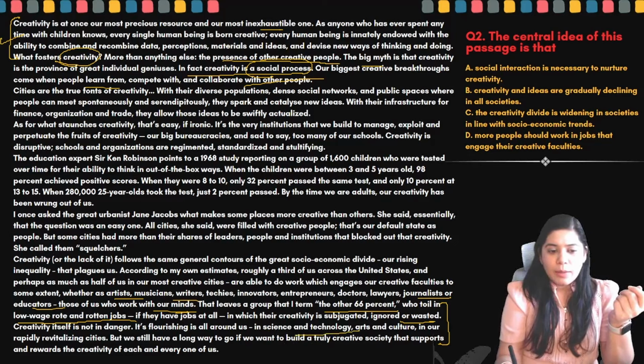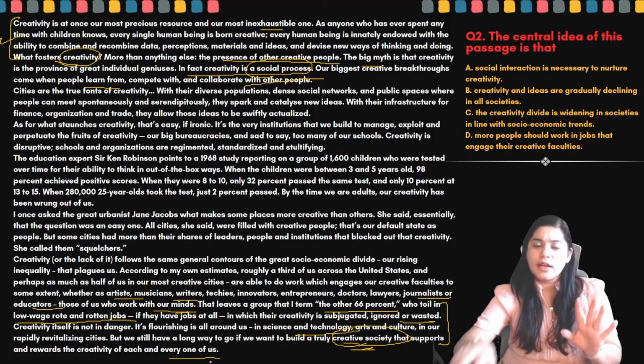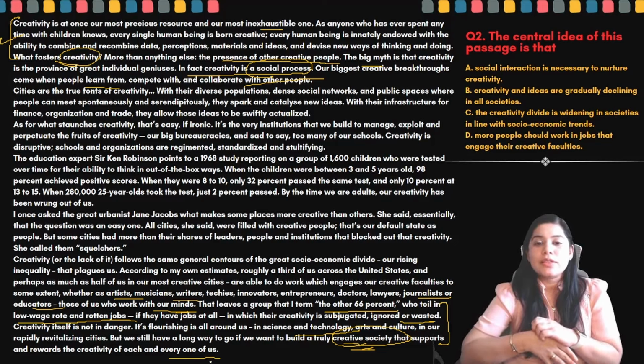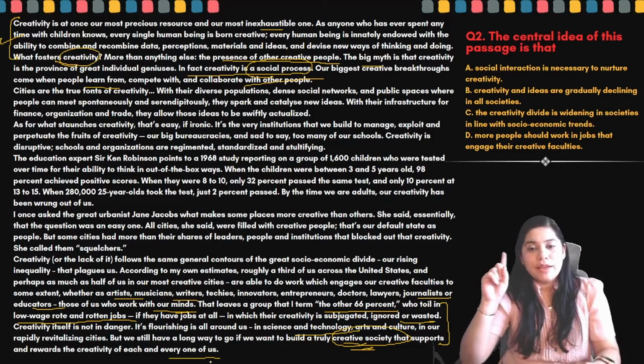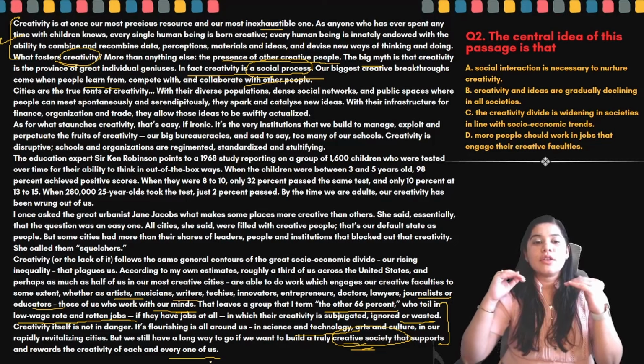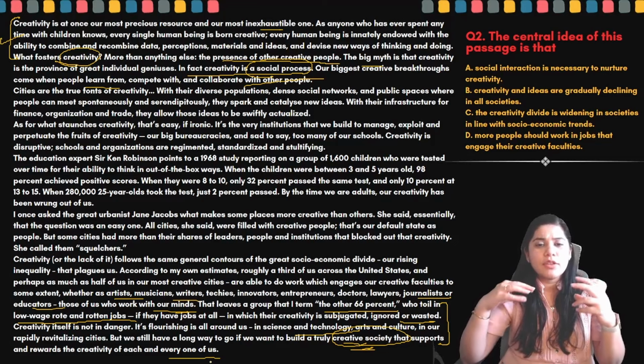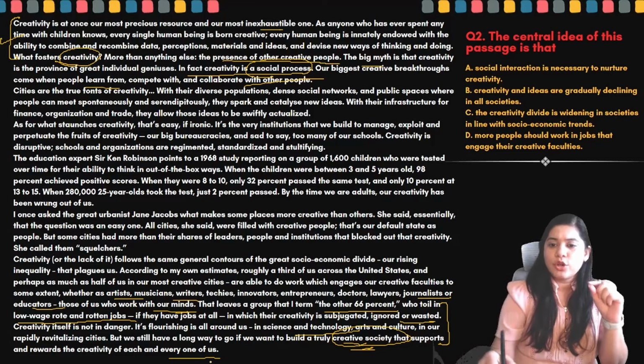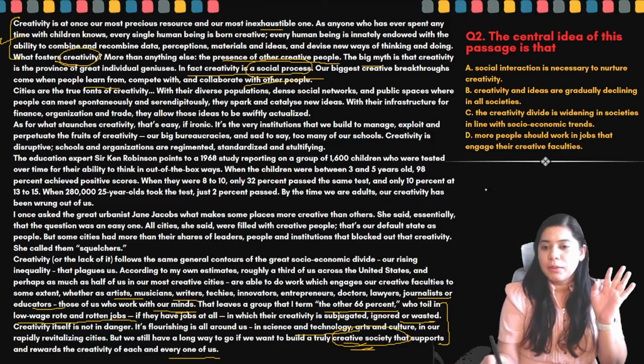Arts and culture in our rapidly revitalizing cities, but we still have a long way to go if we want to build a truly creative society. That overall everyone is creative, a society that supports and rewards the creativity of each and every one of us. So of course there are some people who are still creative, but we need to increase creativity. So the first paragraph defines what creativity is. It's a social process, it needs people, and for a creative society we need to do much more. So let us see which option talks about that. Creativity is clearly the main topic here, students, right?